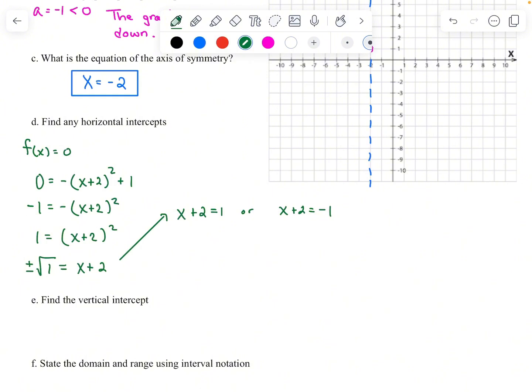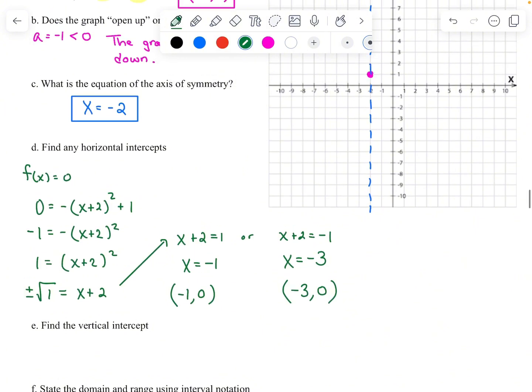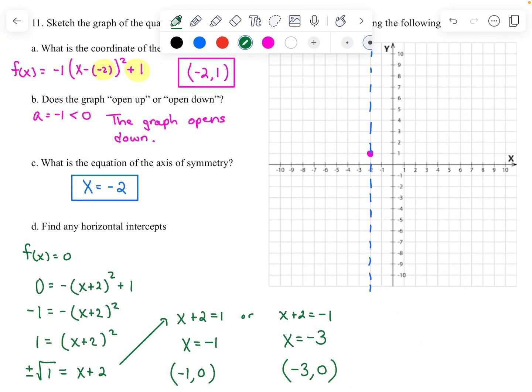To solve the equation on the left, we're going to subtract 2 from both sides. So x is equal to -1. So one of the horizontal intercepts is (-1, 0). To solve the equation on the right, again, we're going to subtract 2 from both sides. So in this case, x is equal to -3. And our second horizontal intercept is (-3, 0). So I'm going to go to the grid and place points at (-3, 0) and (-1, 0).